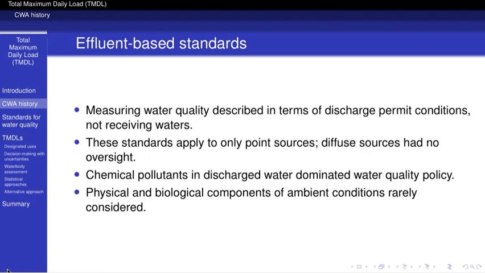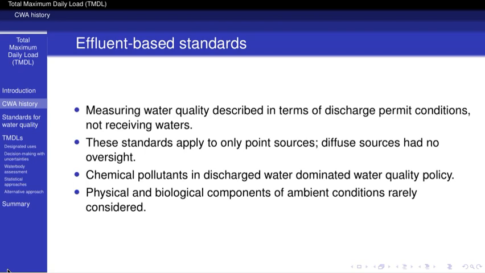There are consequences from applying effluent-based rather than ambient-based standards to diffuse non-point source pollution discharges. First, regulatory efforts to measure and communicate water quality accomplishments were often described in terms of compliance with wastewater permit conditions rather than the condition of the receiving water.